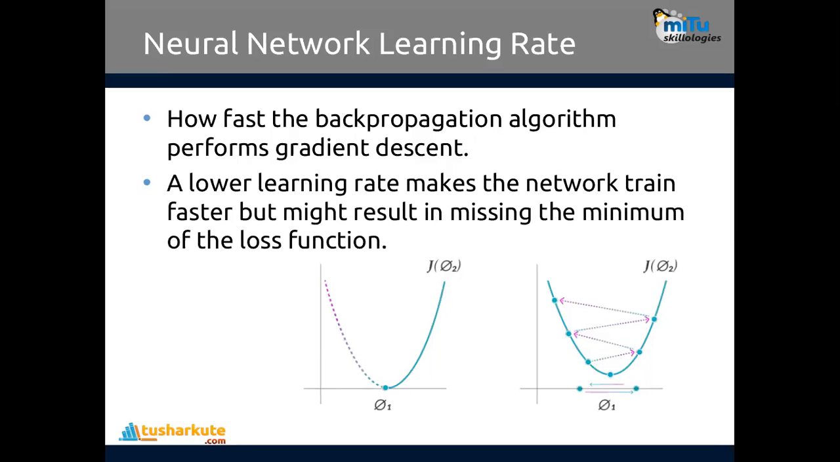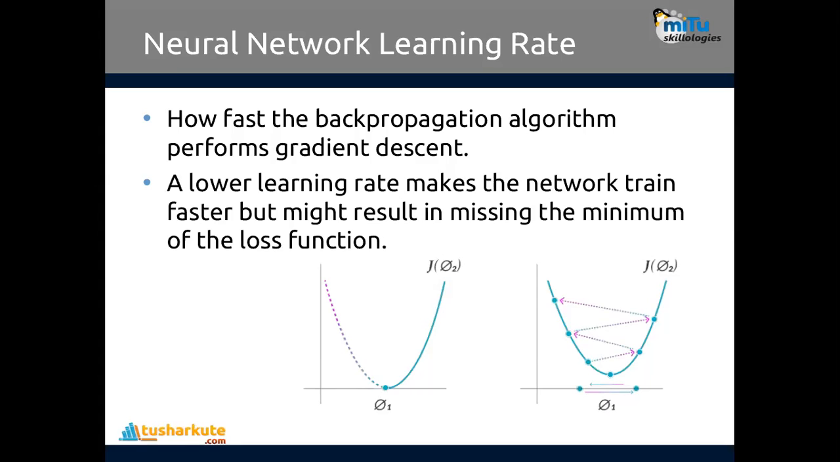That tells how fast the backpropagation algorithm performs the gradient descent. How fast it performs the gradient descent operation and makes use of it. The lower learning rate makes the neural network train faster, but might result in missing the minimum of the loss function. So that is the plus and minus we get from the given learning rate. With the help of the lower learning rate, we will train the algorithm faster.